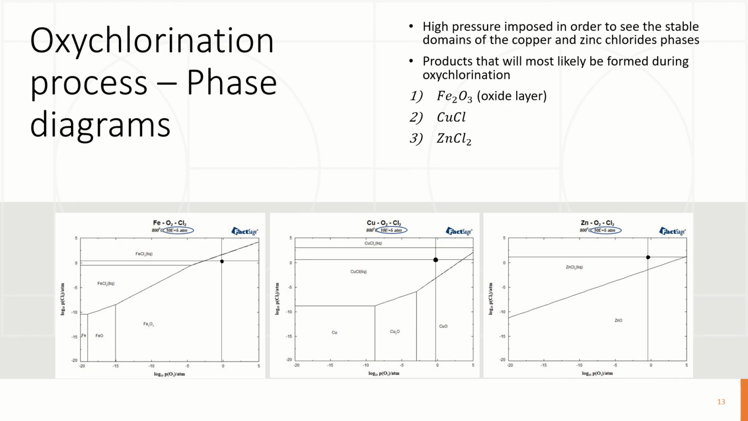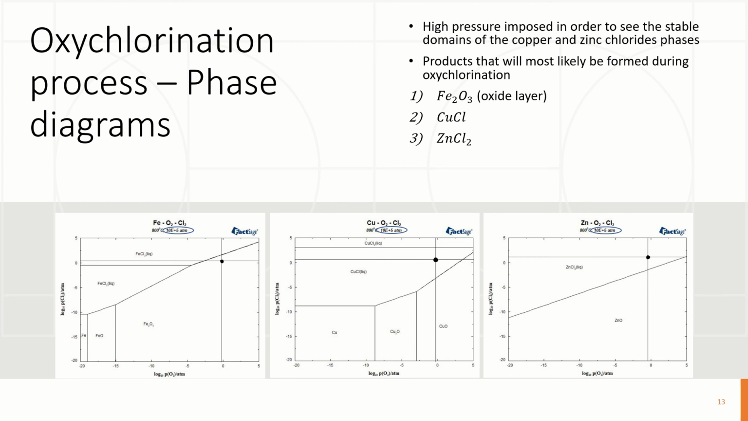Now that I have the values of the partial pressures, we can now use the phase diagram module in order to generate the wanted phase diagrams. Since the elements important in the simulation are iron, copper, and zinc, I did a phase diagram for each element as a function of the partial pressures of both oxygen and chlorine in the gas mixture.